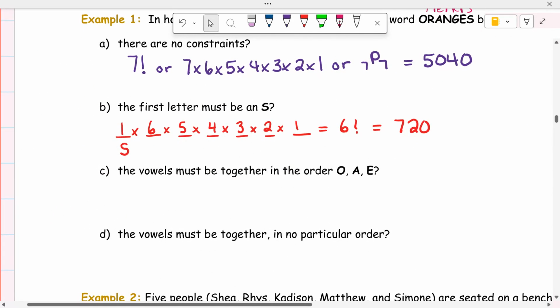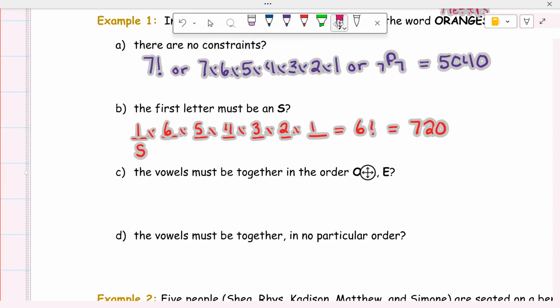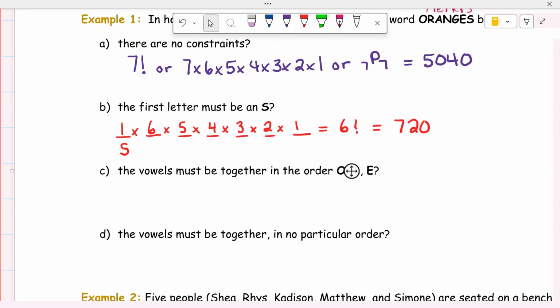All right, so C is the first one that's a little bit new. I haven't done the restriction where I start putting things together. Here it says the vowels must be together in the order O, A, E. So 1, 2, 3, 4, 5, 6, 7. Think of them as being one tile now, because do they have to stay together? I put them on the far left right now, but do you guys realize they don't have to be on the far left? They just have to be together.